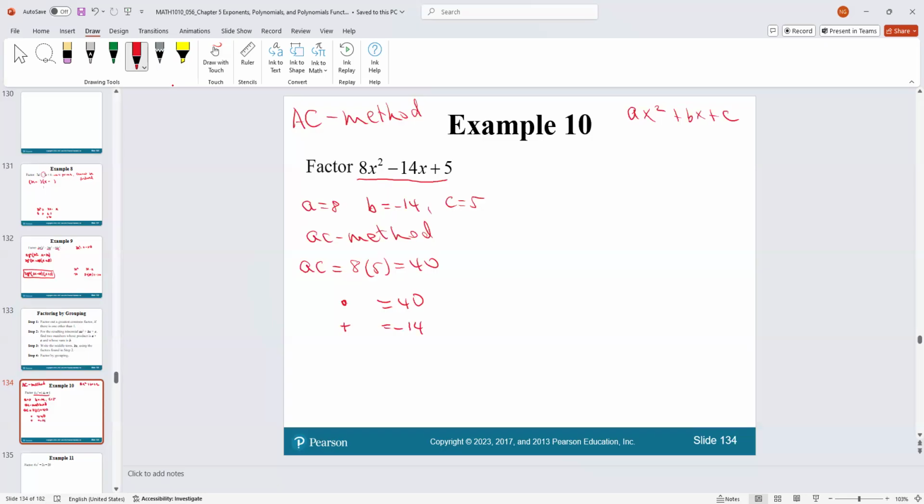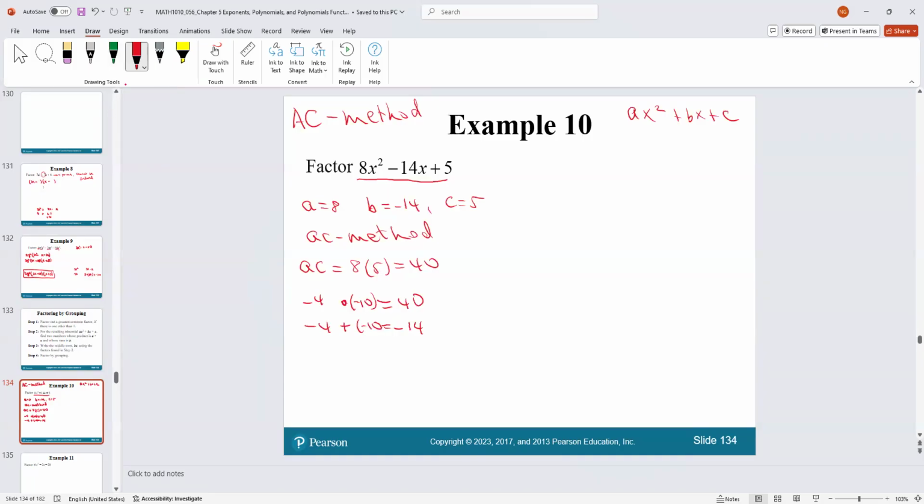Two numbers that, when you multiply them, give you positive 40, and when you add them, give you negative 14. Remember, 1 times 40, but the sum doesn't give you negative 14. 2 times 20, the sum doesn't give you negative 14. 4 times 10. Oh, yes, I got it. Negative 4 times negative 10, negative 4 plus negative 10. Those are the two numbers. That's the first step: multiply A with C. Two numbers that multiply to give AC and add to give B.